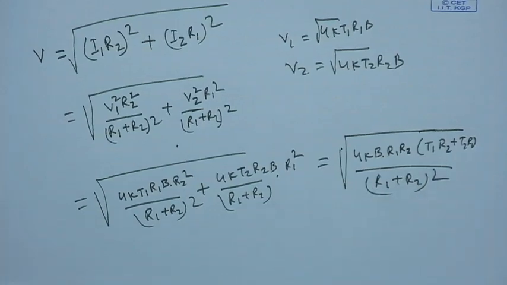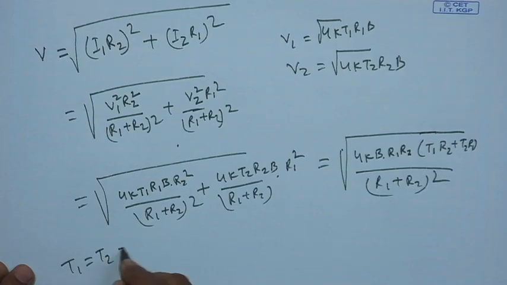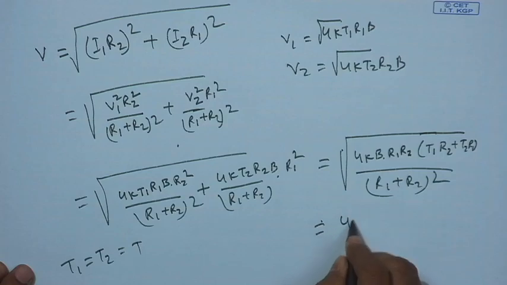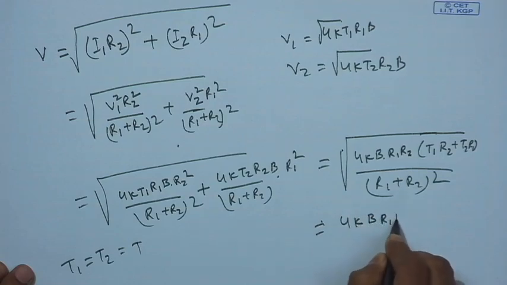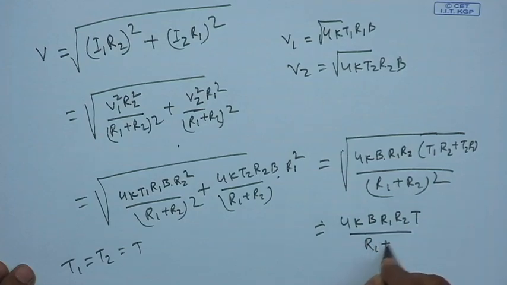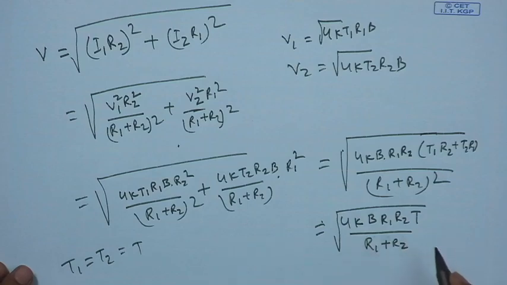Okay. Now, if T1 and T2 are equal and equal to T, then I can say this reduces to root over of 4k B R1 R2 T divided by R1 plus R2.